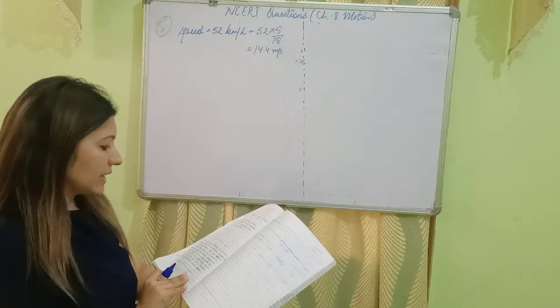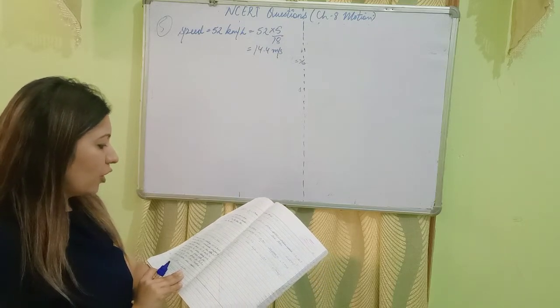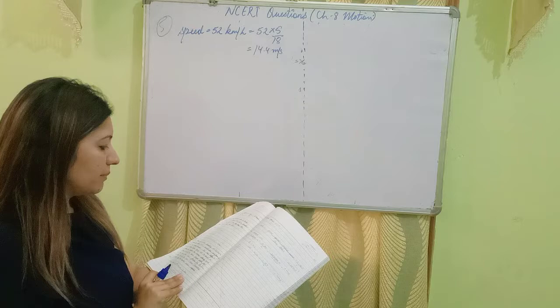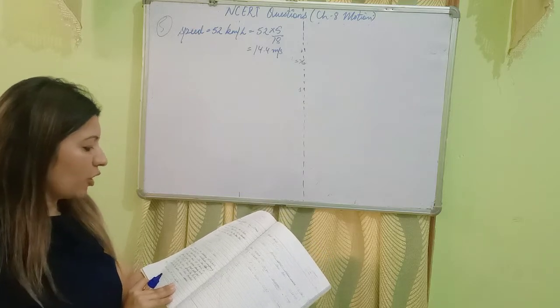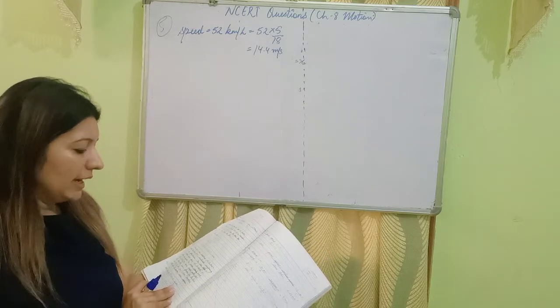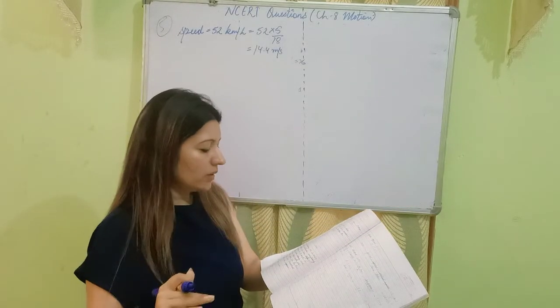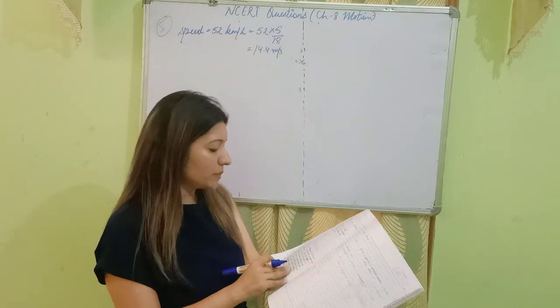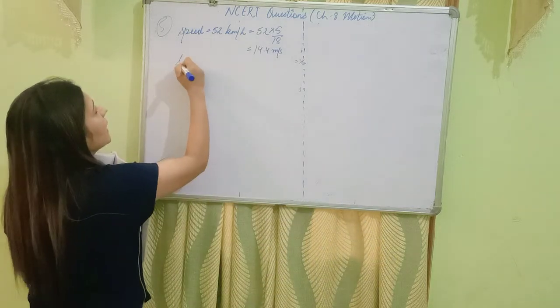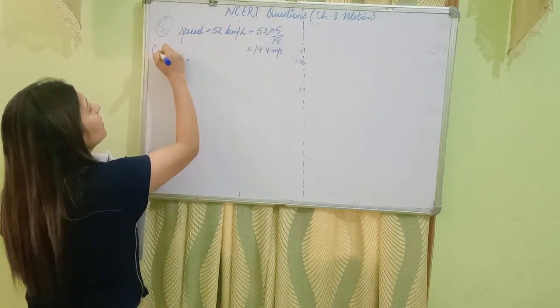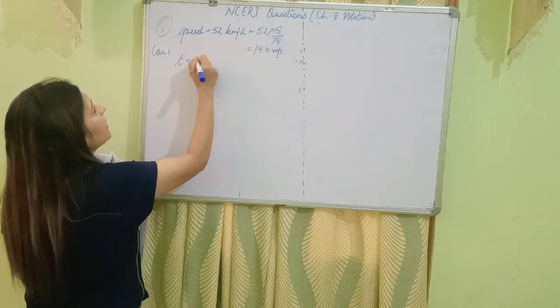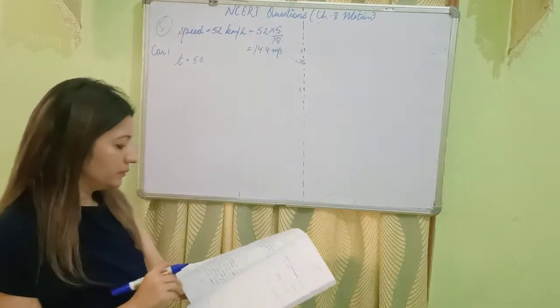Applies the brakes and decelerates uniformly in the opposite direction. It applies brakes and it slows down, but in the opposite direction. The car stops in 5 seconds. What is the time? This is car 1 and time is 5 seconds.